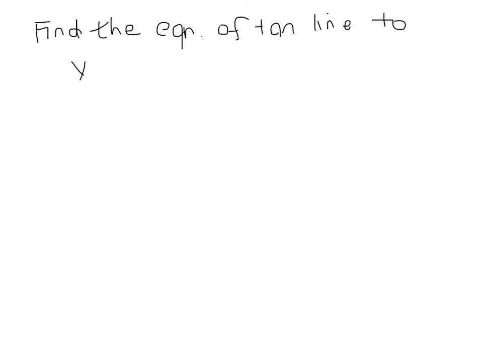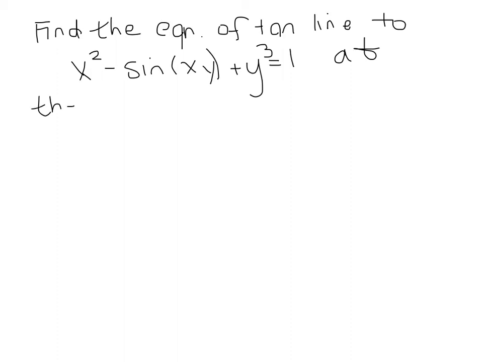So our last example, which is actually back in the notes, says to find the equation of the tangent line to x squared minus sine of xy plus y cubed equals 1 at the point (1, 0).